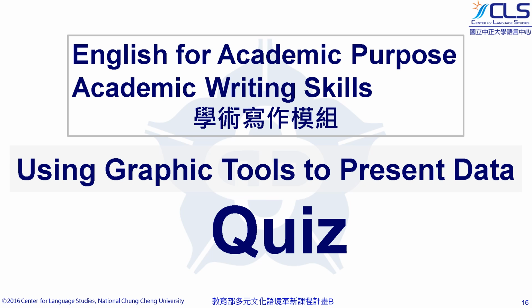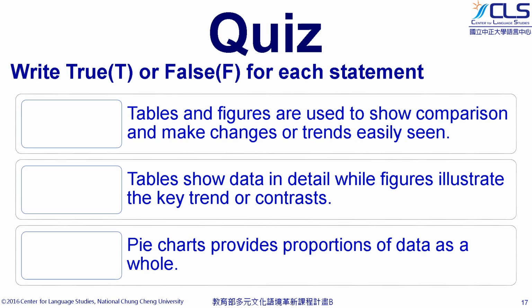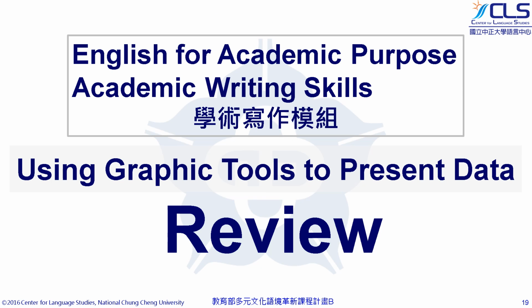Let's move on to the quiz now to check how much we have learned. Please put down true or false for each statement. Okay, so tables and figures have made it easier for readers to compare the data or identify the trend or changes more easily than text. Pie charts provide proportions of data as a whole.